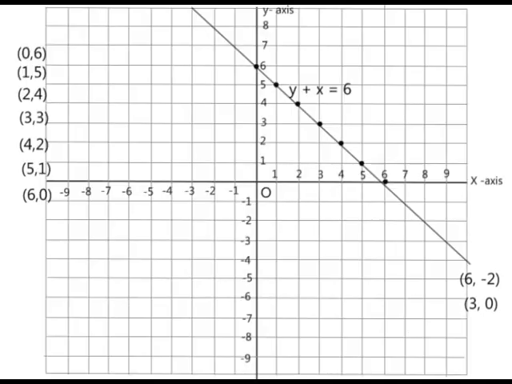Now plot the 2 points and join them. You can make the line as long as you want, and that's how we draw linear graphs from linear equations. Now when you plot a graph, you need to write its equation on that line. So this was x plus y is equal to 6, and this one was 2x plus 3y is equal to 6.